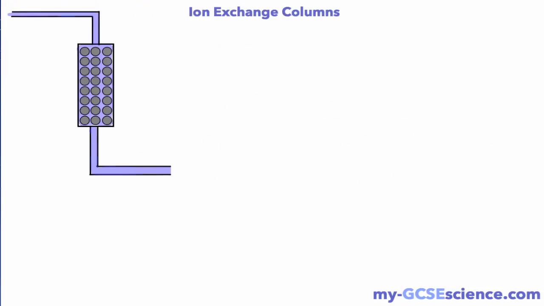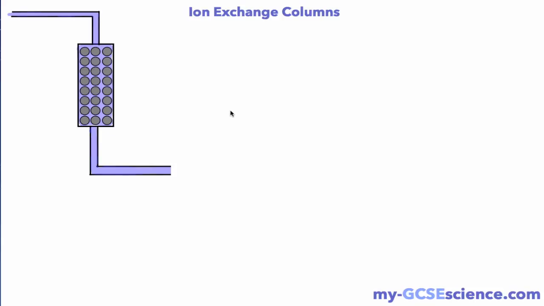The second way is to use what we call an ion exchange column, and the way an ion exchange column works is it's a little cylinder that's packed full of a substance called a resin. A resin is like a type of plastic or a type of polymer, but in that resin we have sodium or hydrogen ions.